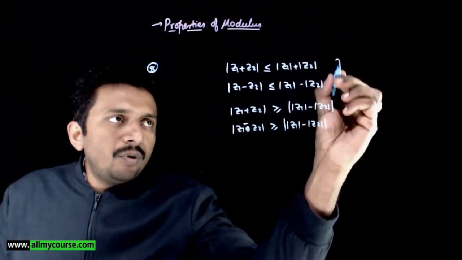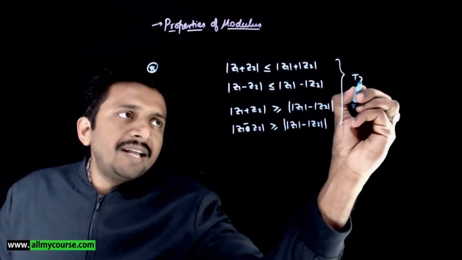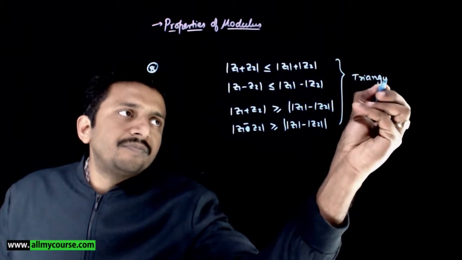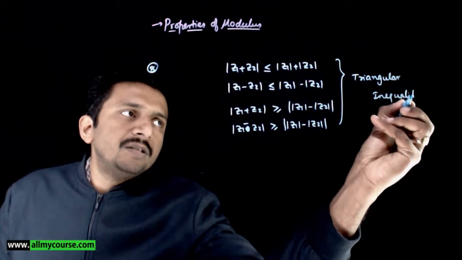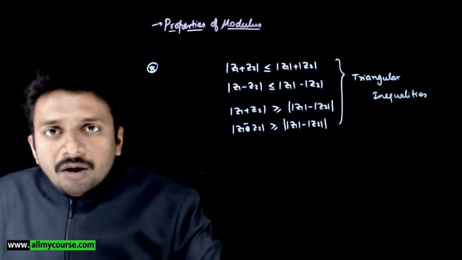So these four properties are called triangular inequalities in complex numbers.